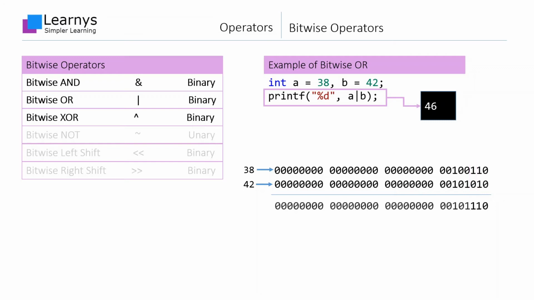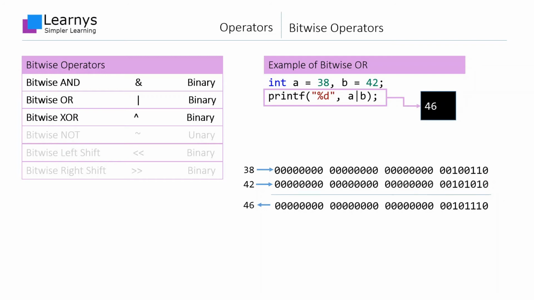Finally, after comparing each bit of the input bit pattern, the bitwise OR operator will generate this bit pattern. The decimal equivalent of this bit pattern is 46. This is what was printed by the print statement in our code sample.